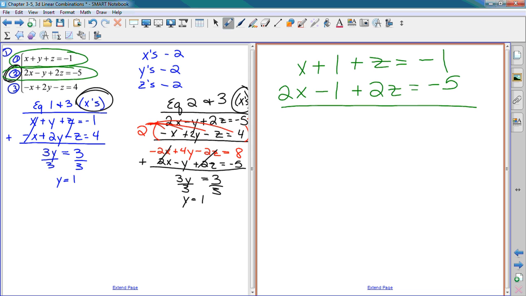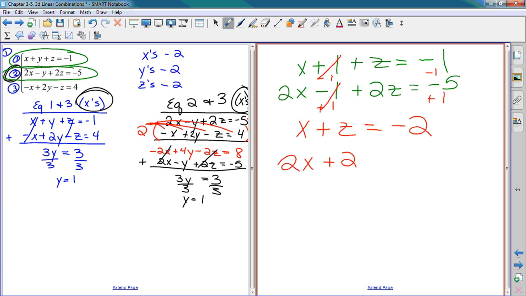Oh, I'm not going to add them yet. Plug in your y's. Now, take your y value over to the other side, so you just have x's and z's. In this case, I'm going to subtract 1, and I'm left with x plus z equals negative 2. The negative 1 minus 1. And then I'm going to move this one to the other side. I'm going to add 1. That cancels this out. So I have 2x plus 2z equals negative 4.